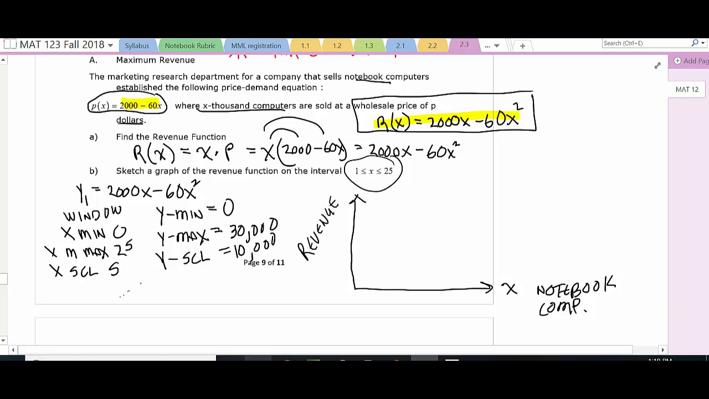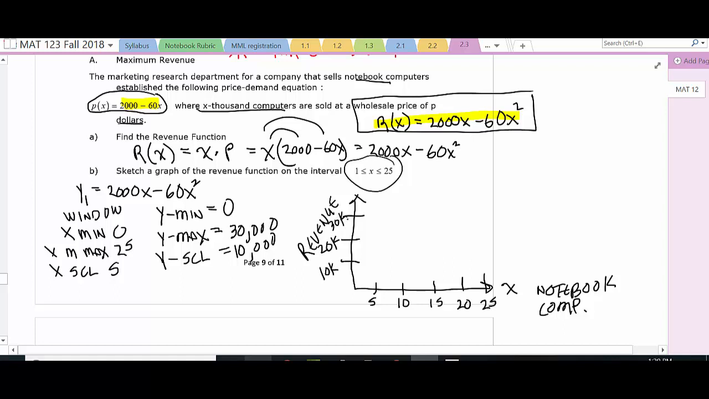Then go ahead and get your scale built. On X, we're just going to go 5, 10, 15, 20, 25 like that. For your revenue, you're going to go 10, 20, 30. Now you can put 10K for 10,000, 20K and 30K if you want to. That's pretty common is what you do with that anyway.